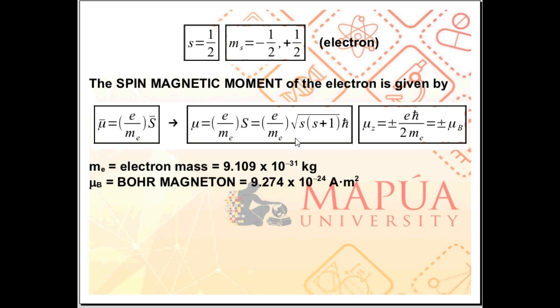Applying the value for s for the electron. Again, for the electron, there's only one value for s, 1/2. So applying that to the equation for the spin magnetic moment, there's only one value for the spin magnetic moment for the electron, since there's only one value for s.